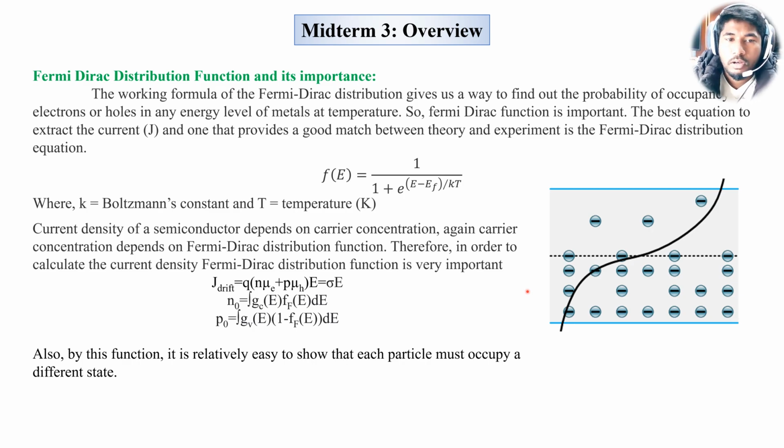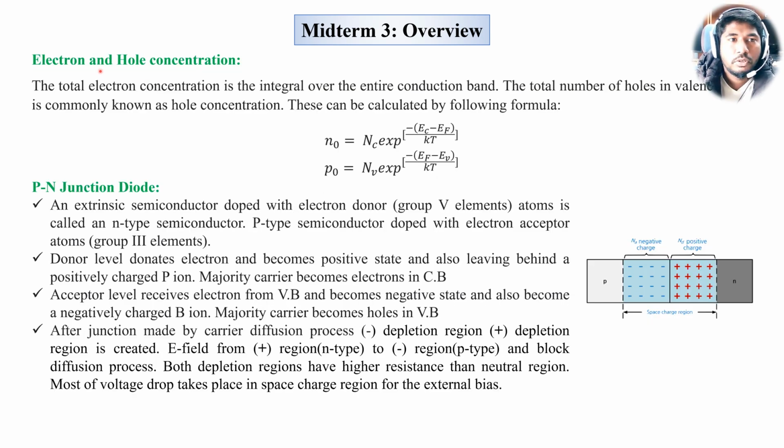Current density of a semiconductor depends on the carrier concentration, that is, actually we add some impurities and change this concentration. Again, carrier concentration depends on Fermi-Dirac distribution function. That's why this function is very important to understanding the semiconductor. And our next topic, now electron and hole concentration. The total electron concentration is the integral over the conduction band, and the total number of holes in valence band is known as hole concentration, and these two, electron and hole concentration, are calculated by these two equations.